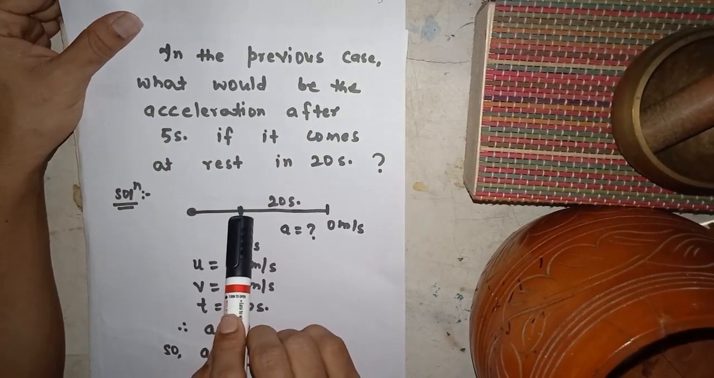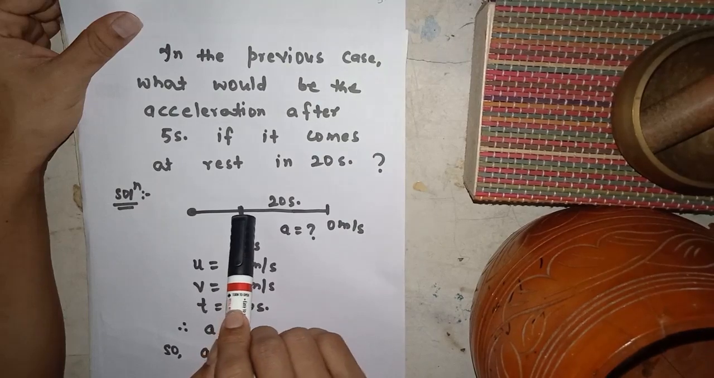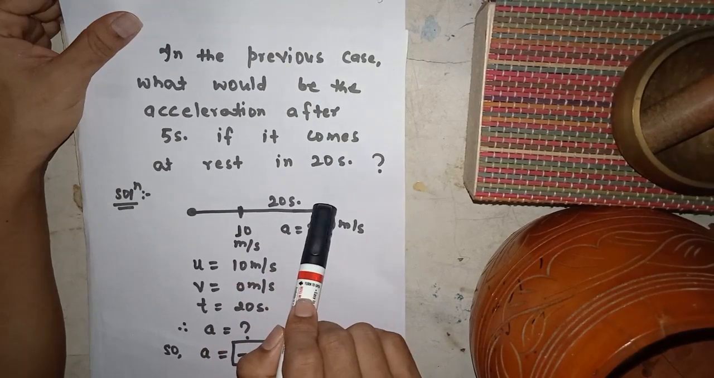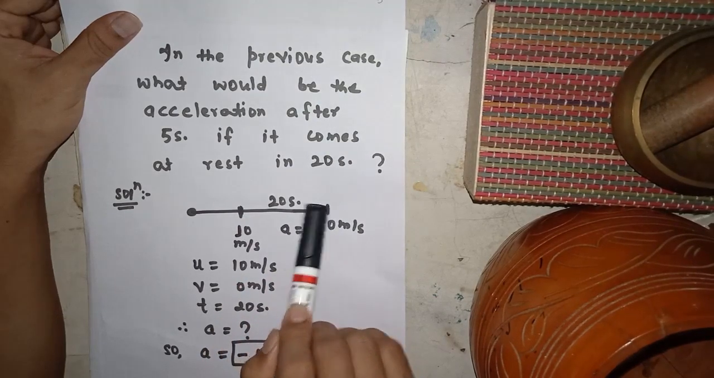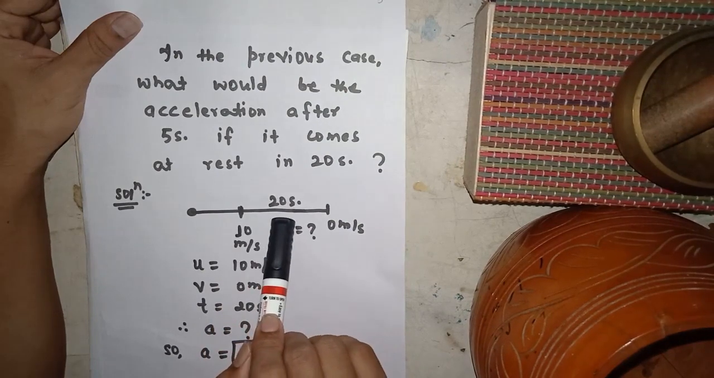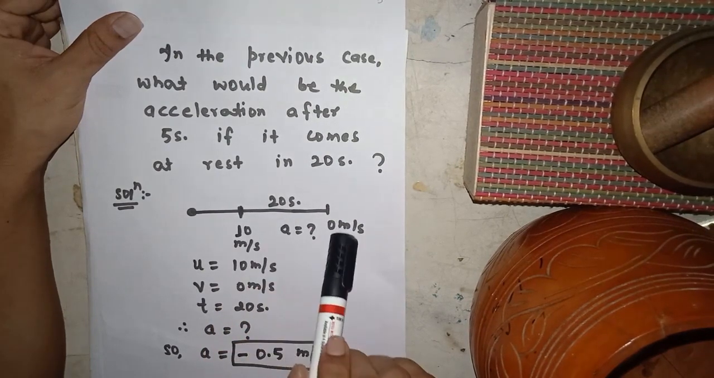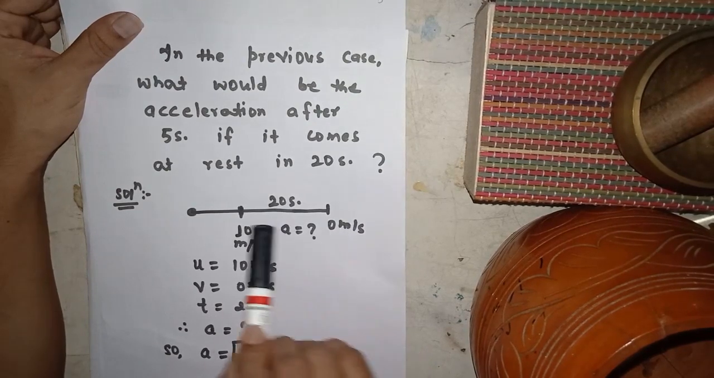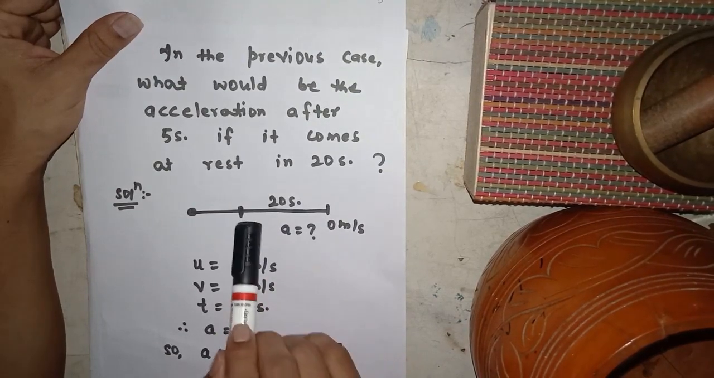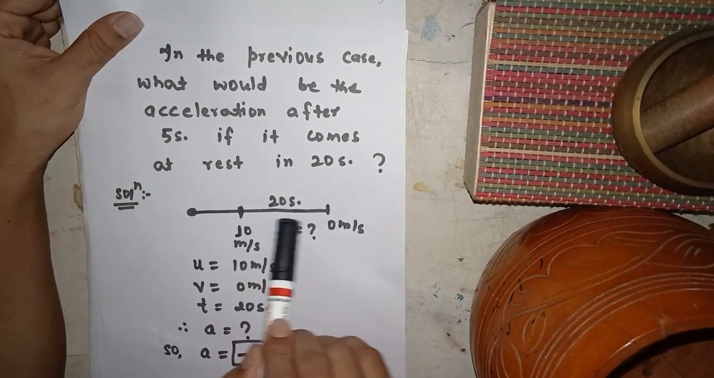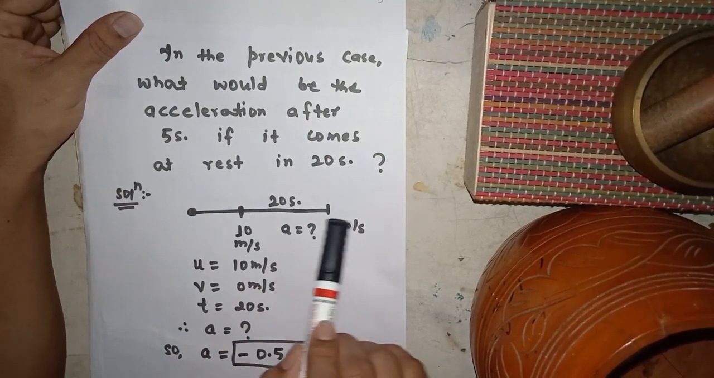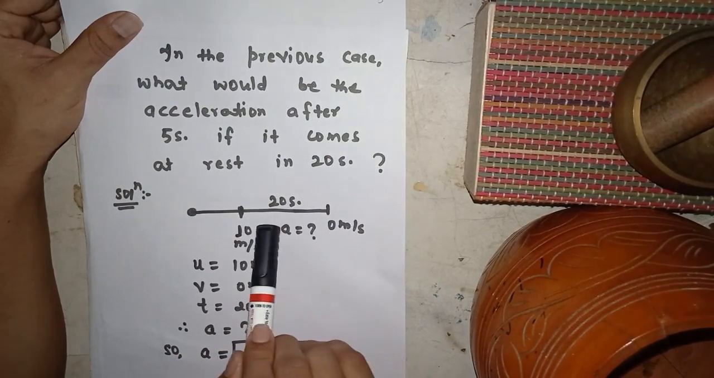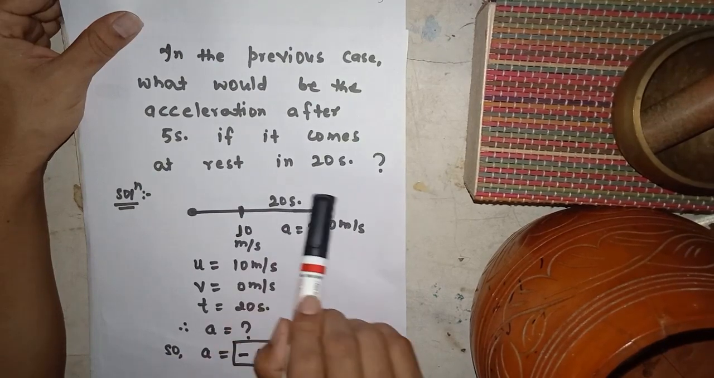Now he moves for another 20 seconds. But he slows down his bike and ultimately comes to rest after 20 seconds. So what will be the acceleration during this period of motion? Can you find it? So what is the information? What is the information given here?